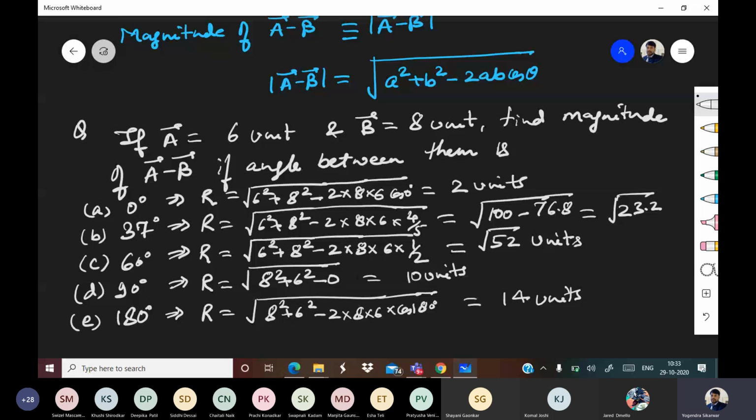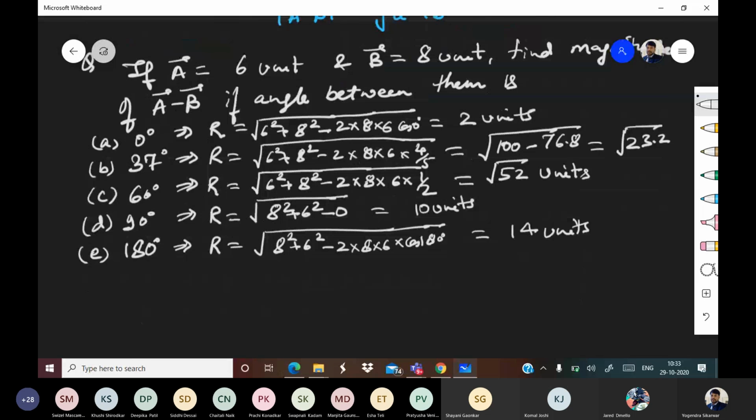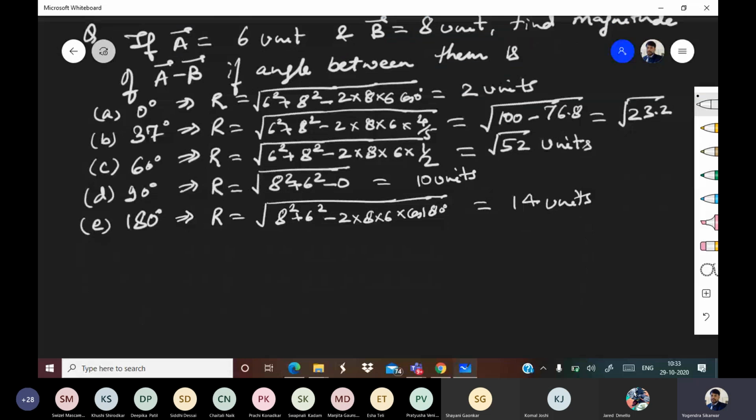How many of you solved it correctly? Good. Now we are moving further. So we have talked about addition of vectors. We have talked about subtraction of vectors. Next comes multiplication of vectors.